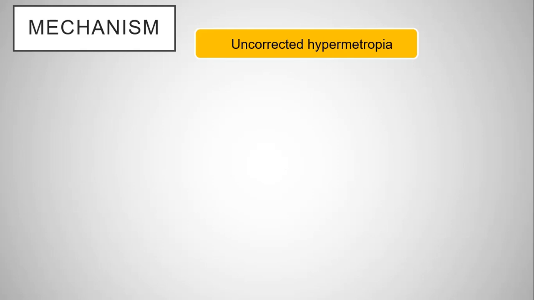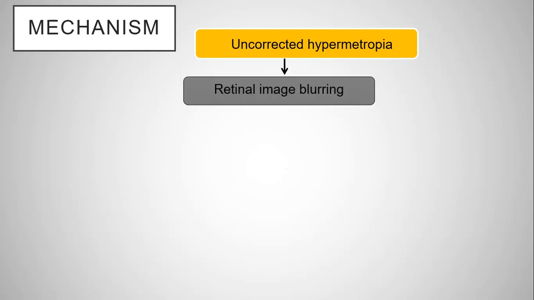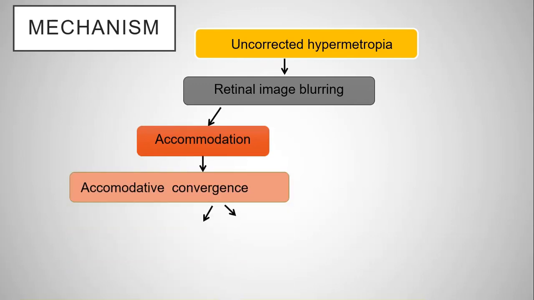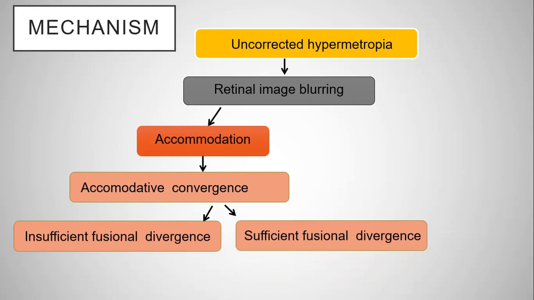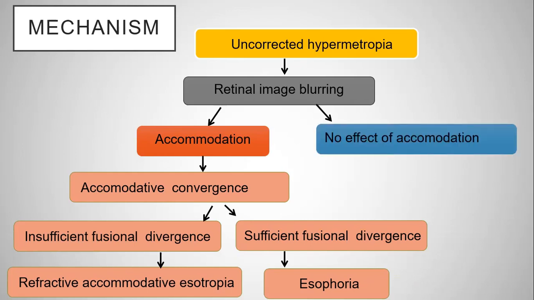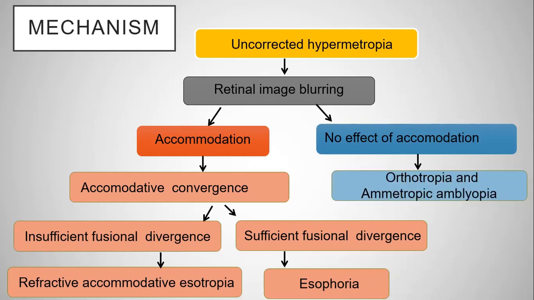Coming to the mechanism, when uncorrected hypermetropia is there, there is retinal image blurring. Due to that, accommodation occurs, followed by accommodative convergence. Here there are two types. If sufficient fusional divergence is there, then the eye is isophoric. If insufficient fusional divergence is there, the eye becomes esotropic. That is refractive accommodative esotropia. And sometimes the retinal image is blurred but there is no effect of accommodation. The eye is orthophoric, but the patient will go to ametropic amblyopia. This is the mechanism of accommodative esotropia.